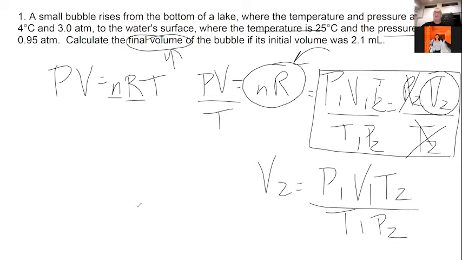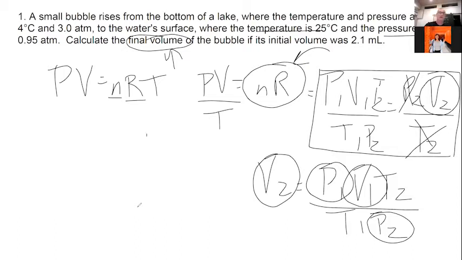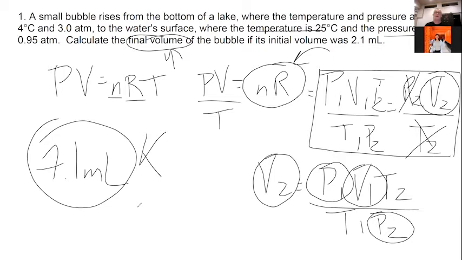And the other nice thing is you can use whatever units you want for pressure, as long as they're the same. You can use whatever units you want for volume, as long as they're the same. But temperature always has to be converted to Kelvin. Always, always, always. So then I think most everyone I talked to got 7.1 mL, right? I think everyone got that one.